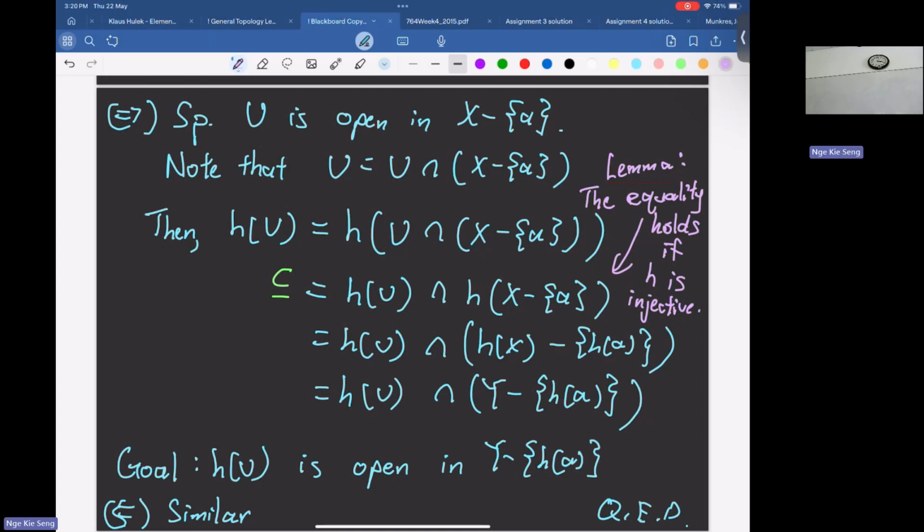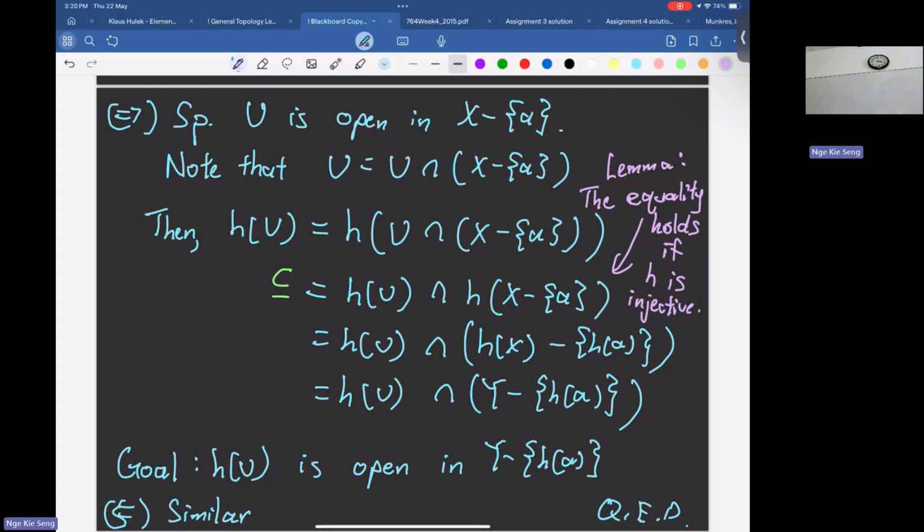U is open in this set here. There. But U is inside X. Correct, but I already assume that it's open. But this intersection is just saying that U is inside X minus A, right? Right, this intersection is meant to be the subspace topology, right?